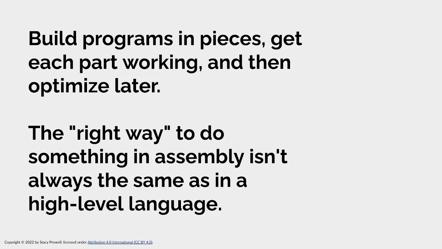So here we go. A basic approach is to build your program in pieces and get each part working. Once it's working, you can optimize it later, but just get it working. And another thing to keep in mind is that the right way to do something in assembly is not always the same as the right way in a high-level language. No one's going to expect you to use the shift operators to divide a number in C. They're going to expect you to just divide because that's the obvious way to do it. They'll expect the compiler to make the correct adjustments. But in assembly, you've got to play the role of the compiler as well, and so you'll want to use the shift instructions.